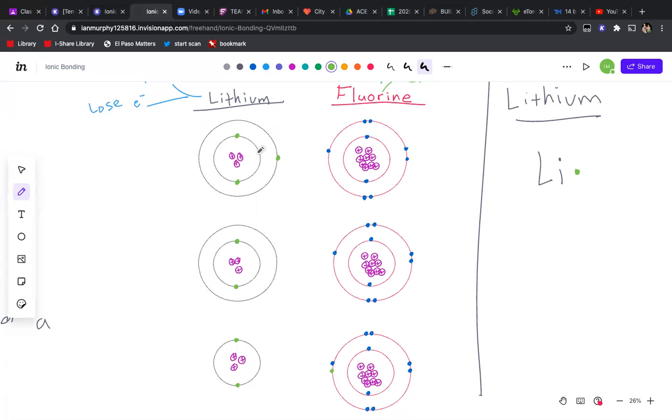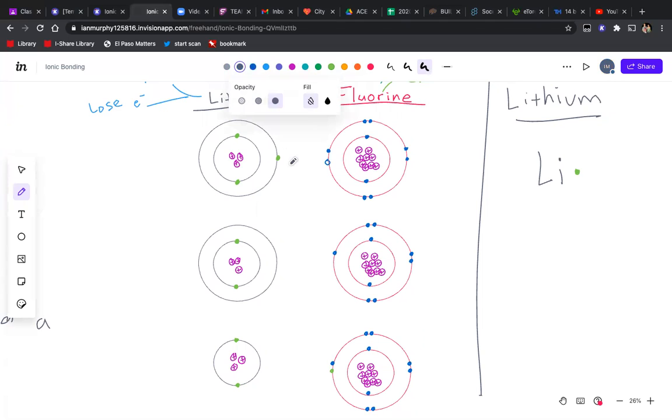So what's going to happen here is these guys are going to use each other to satisfy what they're after, and that is having a full shell. Remember, that's the ultimate goal. Atoms always want to have a full shell, okay? So we're going to go ahead and show what happens here. Fluorine needs 1 more electron, right? It's missing this 1 electron. And lithium happens to have 1 electron that it needs to get rid of.